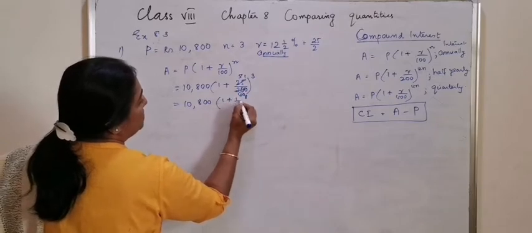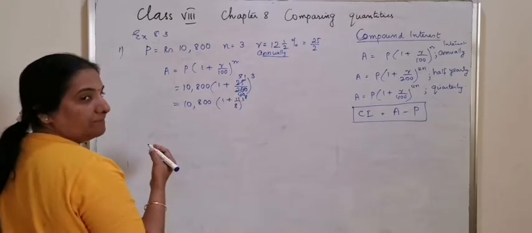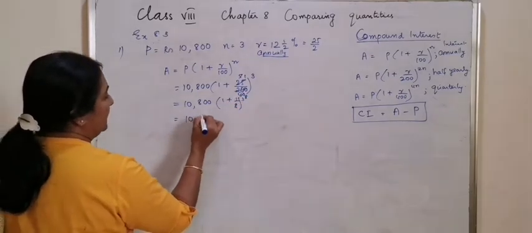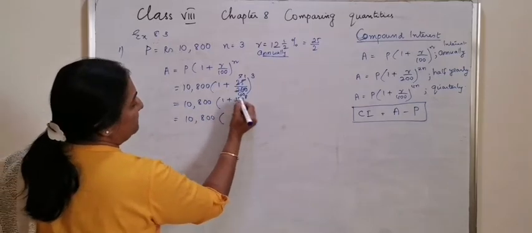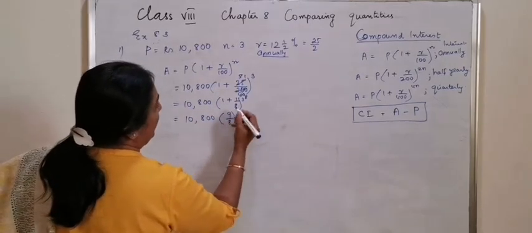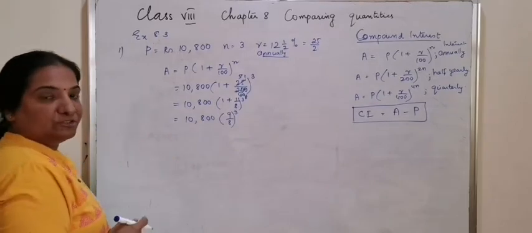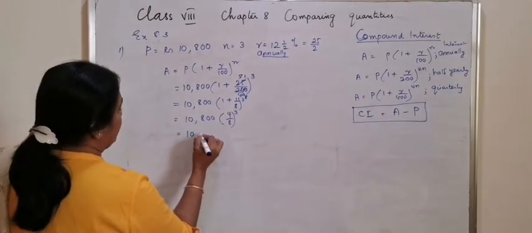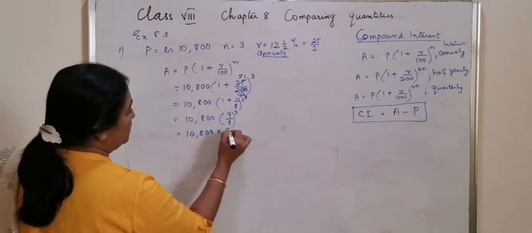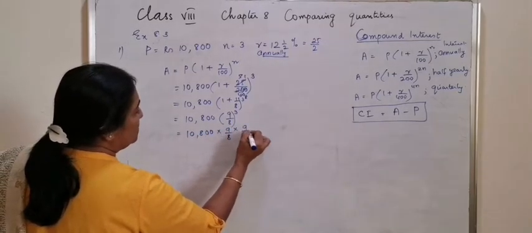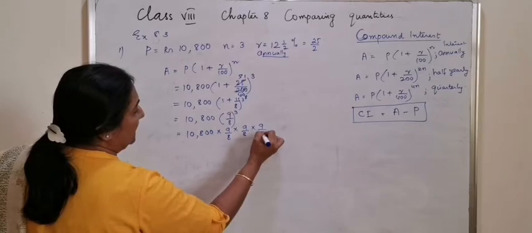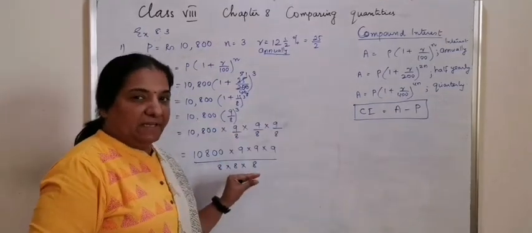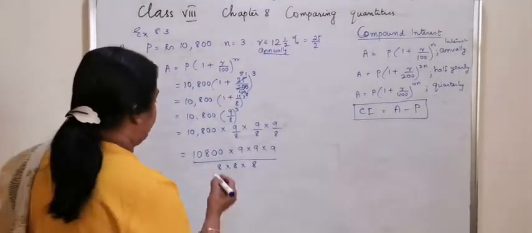So (1 plus 1 by 8) to the power of 3, which is equal to 10,800 into (8 plus 1) 9 by 8 to the power of 3. Now you can simplify as 10,800 into 9 by 8 into 9 by 8 into 9 by 8. You can simplify and then finally multiply.